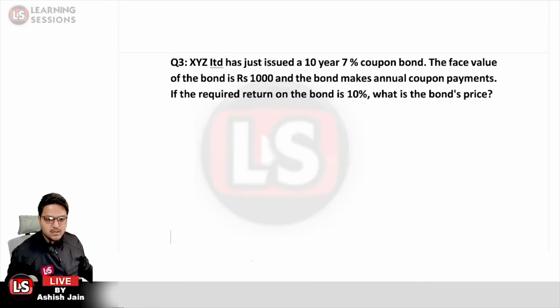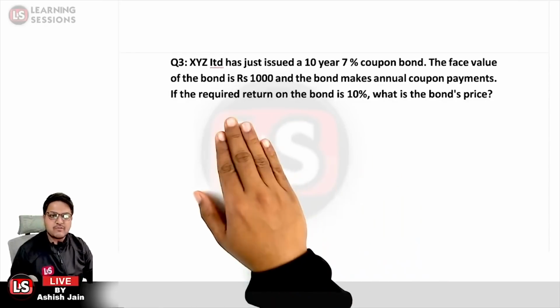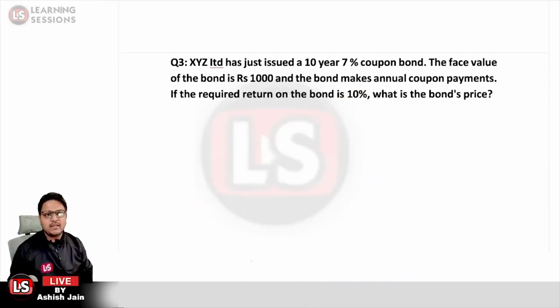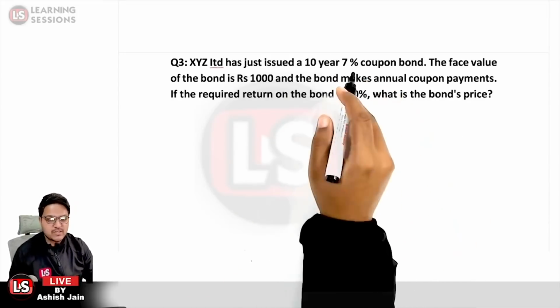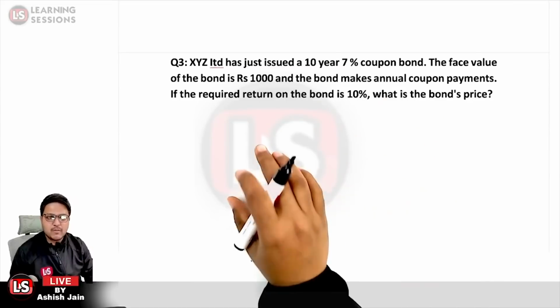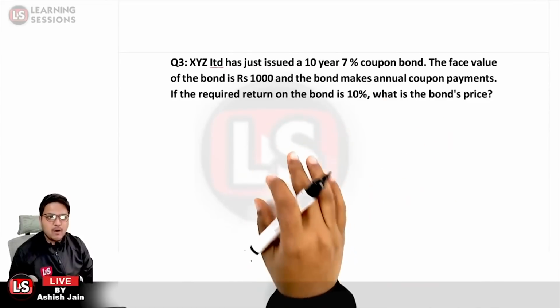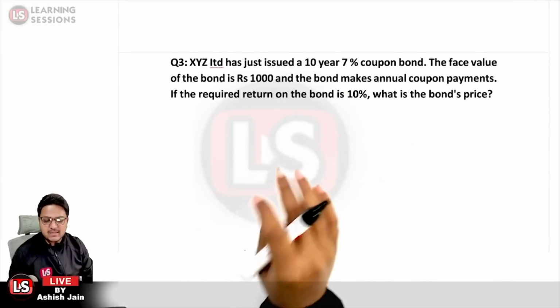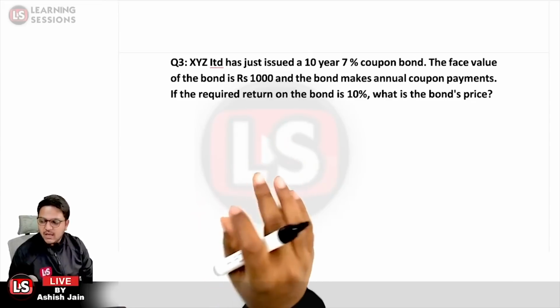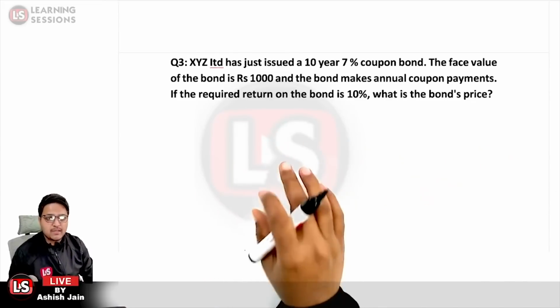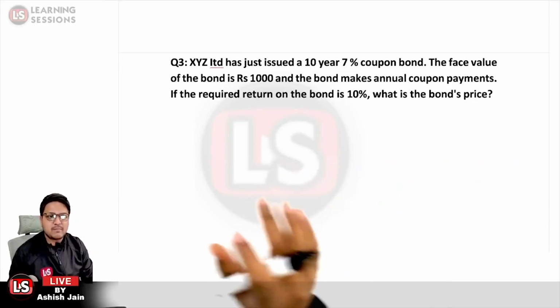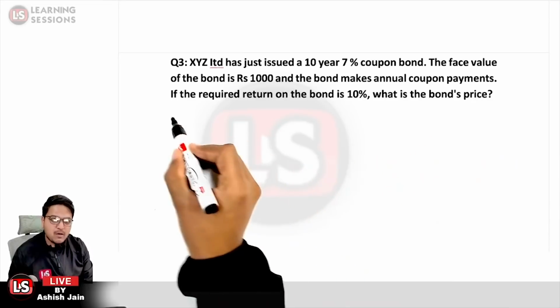Okay. Next question over here says XYZ Limited has issued a 10 years 7% coupon bond. That is, 10 years is the maturity, 7% is the coupon, and the face value of the bond is given as rupees 1,000, and the bond makes annual coupon payments. Against question number 1 where we were getting half yearly coupon payments, over here we are receiving annual coupon payments, and further it is given that the required rate of return is 10%. Over here we need to calculate the bond price.